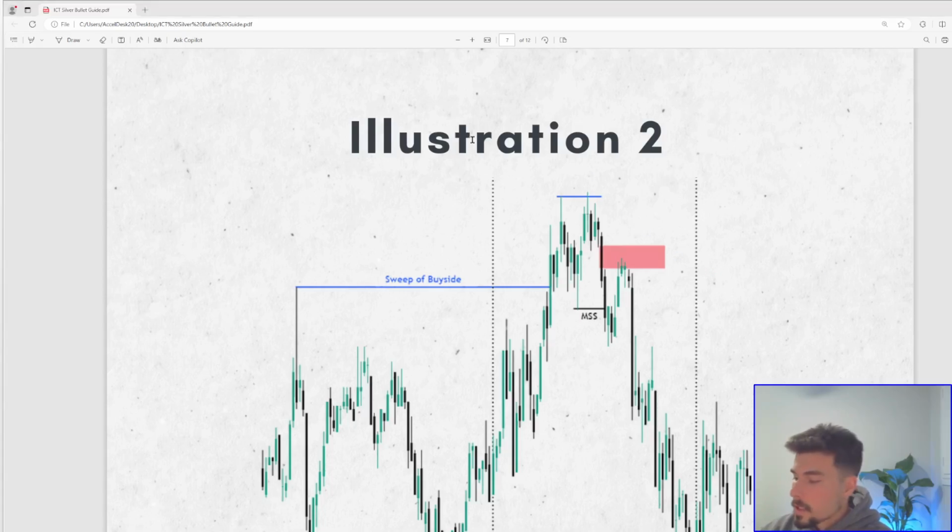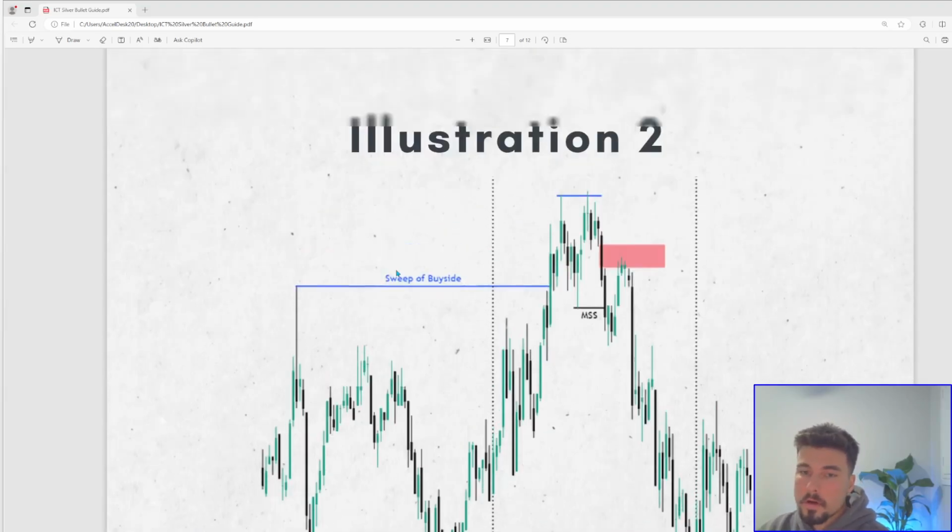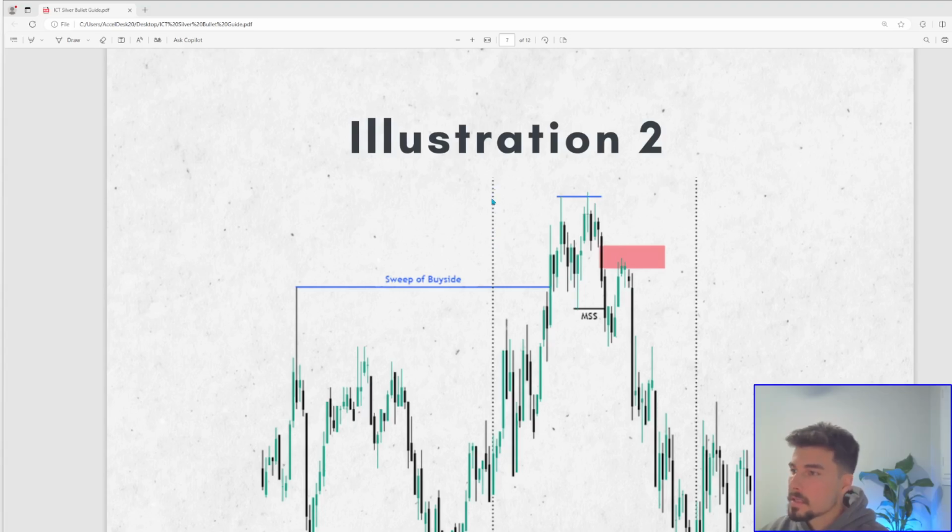Alrighty guys, so illustration number 2. In this example, very typical example here, right? So you've got a sweep of buy side. This line is 3 a.m. and this is 4 a.m. So that's Silver Bullet for the London session. A sweep of buy side here, a sweep of buy side there.